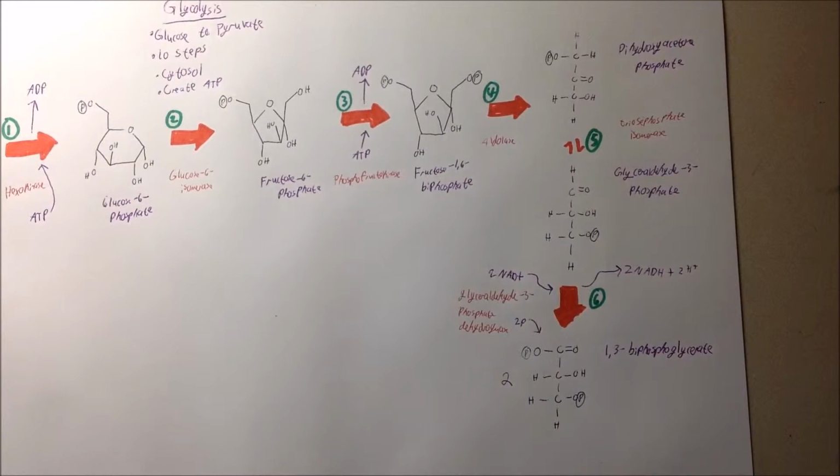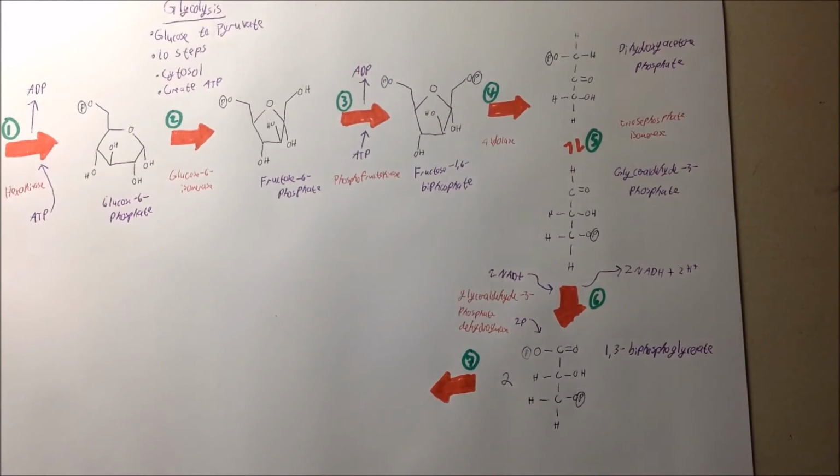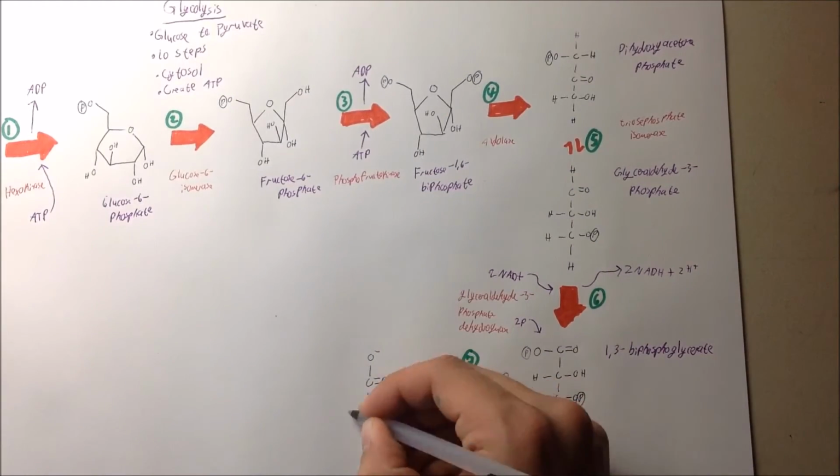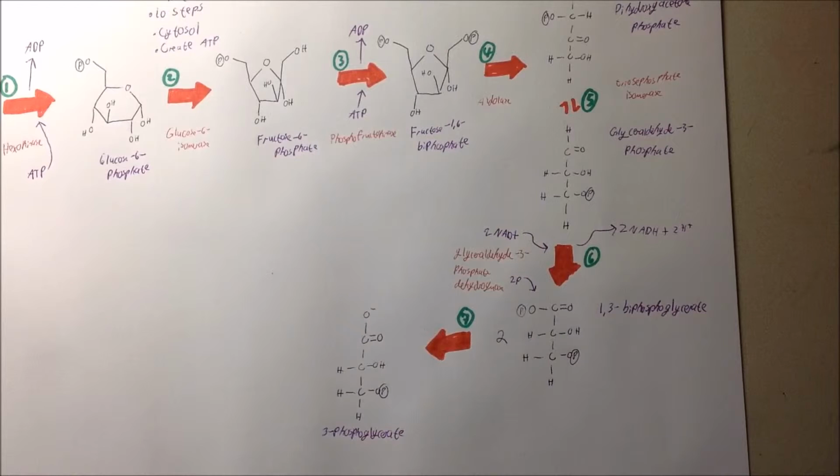So now 1,3-bisphosphoglycerate is created, and all it needs to do is go on to the next step. And that next step is to go to 3-phosphoglycerate. So again, there's an enzyme that allows it to go from 1,3-bisphosphoglycerate to 3-phosphoglycerate, and that enzyme is phosphoglycerate kinase.